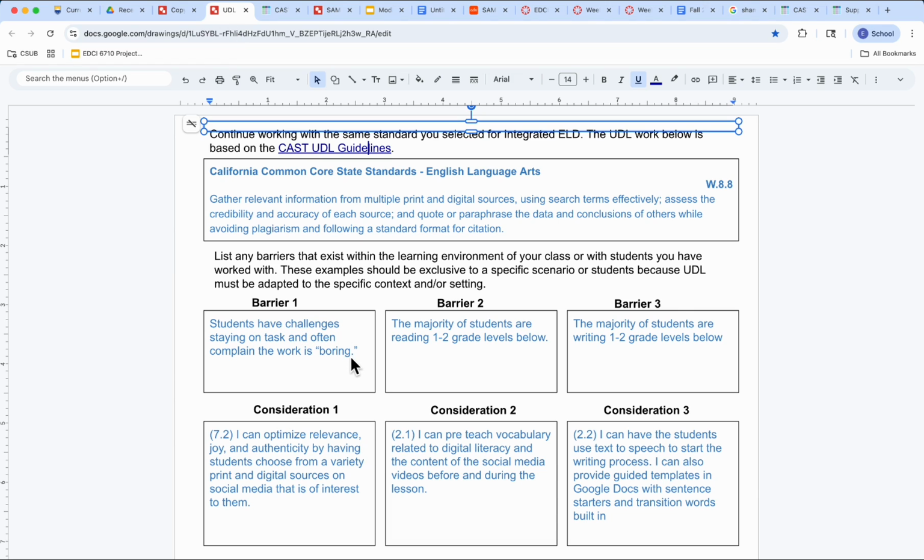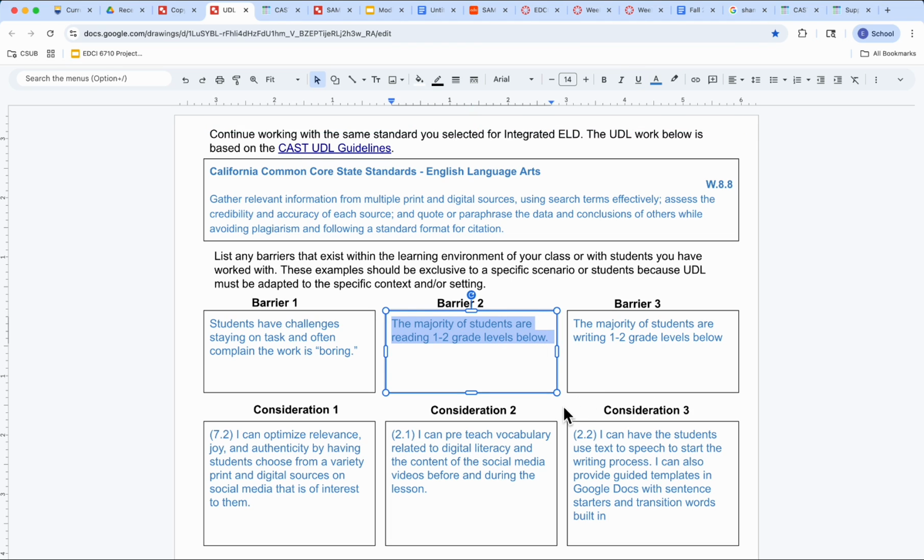So here for this barrier, students have challenges staying on task and often complain the work is boring. 7.2: I can optimize relevance, joy, and authenticity by having students choose from a variety of print and digital sources on social media that are of interest to them. So you're going to tell me which consideration you're using, but also how you're using it. For me, I'm specifically selecting different sources on social media, and that was the TikTok video and some of the resources that are there. Here, the majority of students are reading 1 to 2 grade levels below, and then you're going to tell us, well, you can pre-teach vocabulary related to digital literacy and the content of the social media videos before and during the lesson.